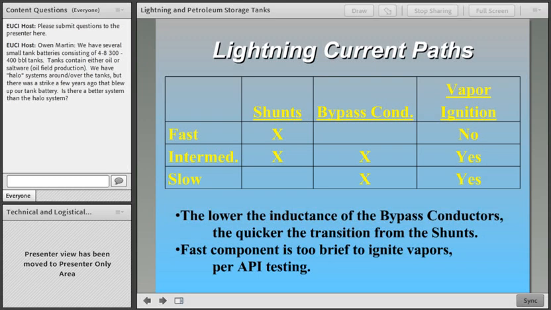According to the API, the fast component is too fast to ignite vapors, and the slow component is really the most dangerous component. Vapor ignition takes a certain amount of time to ignite these vapors, and the fast component of a lightning strike is too brief, whereas vapor ignition tends to occur during the slow component.